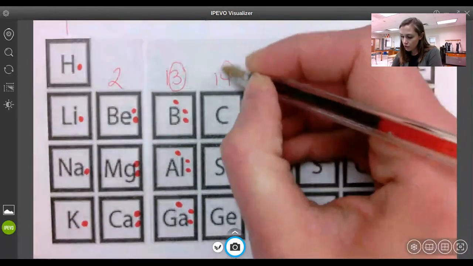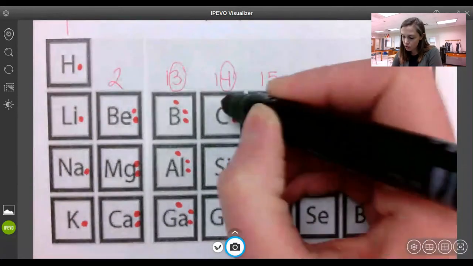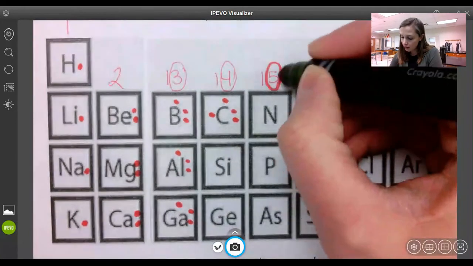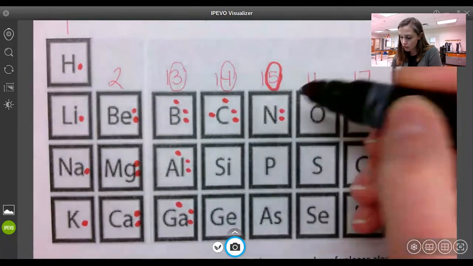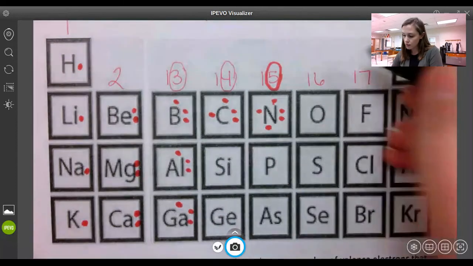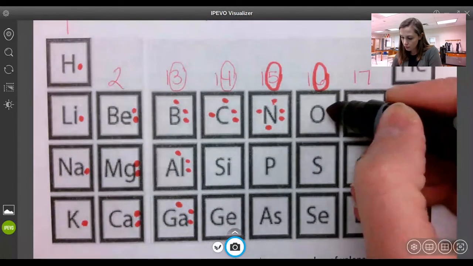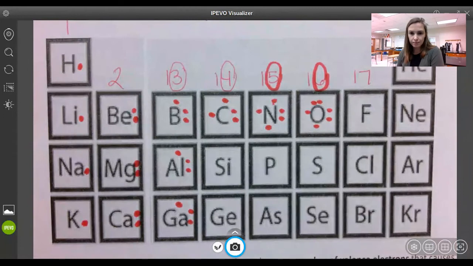But in group 14, you're going to have 4 valence electrons. So with carbon, I'm going to fill in 1, 2, 3, 4. I start separating them around kind of like a clock. In 15, I have 5 valence electrons for all of these. So for nitrogen, I'm going to have my first 2 together. So that's 1, 2, 3, 4, 5. 5 valence electrons. Group 16, so like oxygen, has 6 valence electrons. So I'm going to have 1, 2, 3, 4, 5, 6.